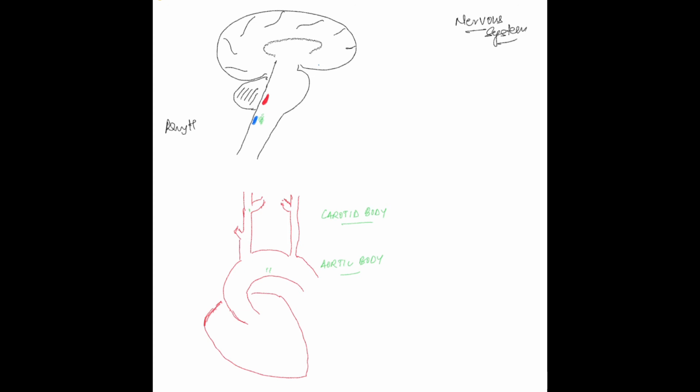The rhythm center is situated in the medulla. It is indicated by the blue color in the diagram. And the pneumotaxic center is situated in the pons. It is indicated by the red color in the diagram.